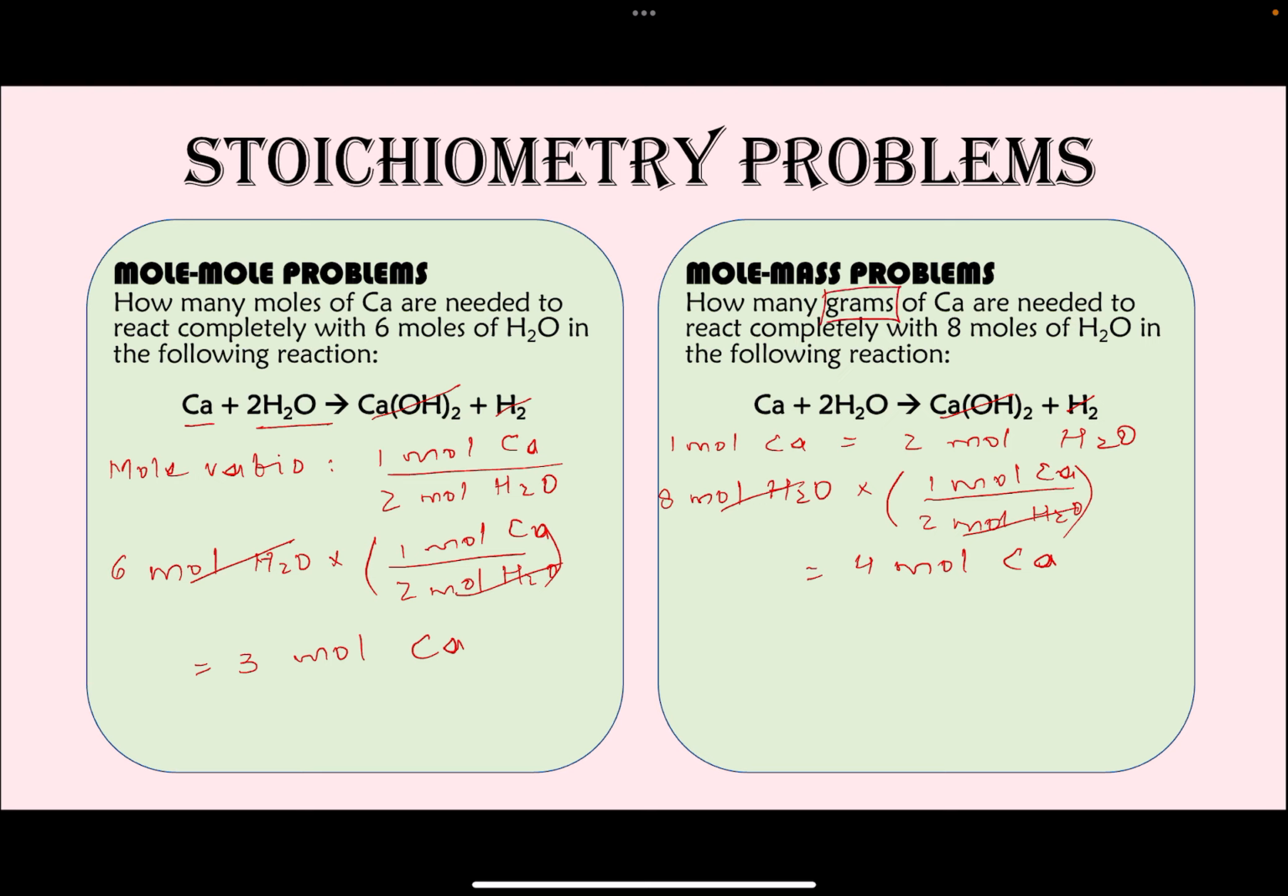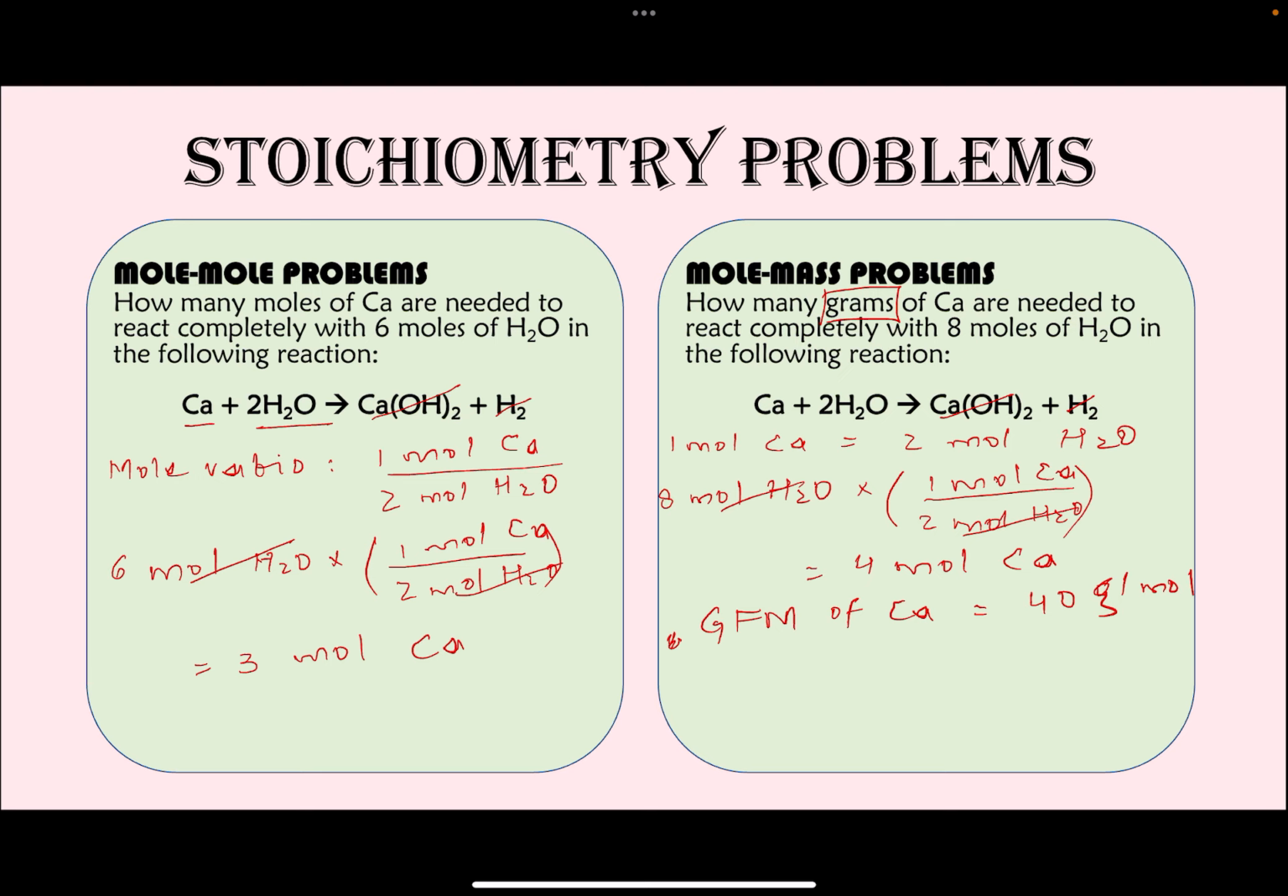grams of calcium, right? So what we can do now, if you want to go from moles of calcium to grams of calcium, is use the gram formula mass. The gram formula mass of calcium is 40 grams per mole. And I got this from the periodic table. This is the atomic mass of calcium.